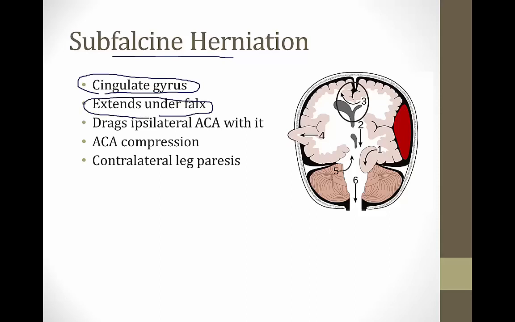And what's important to know about this herniation syndrome is that it will drag the anterior cerebral artery, or the ACA, with it. The ACA therefore gets compressed, and you may recall that the ACA supplies the motor neurons that innervate the leg. So you get leg paresis with this herniation syndrome. So if you look over here at the picture on the right side of the screen, if this portion of brain herniates this way, it will be the ACA on this side that gets knocked out. And that means the legs on the opposite side of the body will be affected.